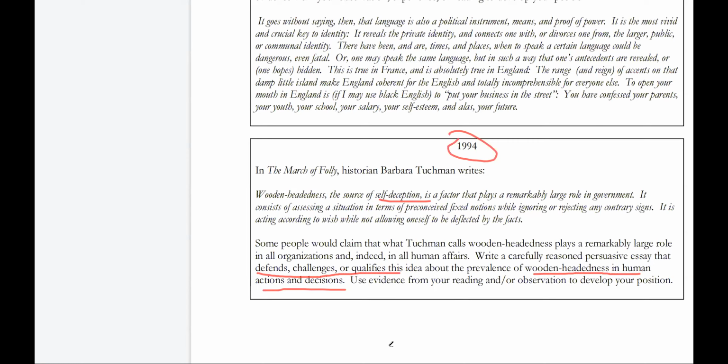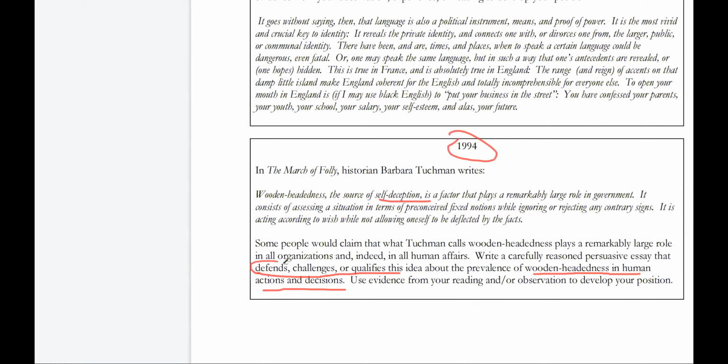Okay, so this prompt is slightly different from a 21st century prompt. This is a 20th century prompt, right? So first of all, true, false, or pros, cons. So we have defend, challenge, qualify. What does that mean? To defend, to challenge, to qualify.